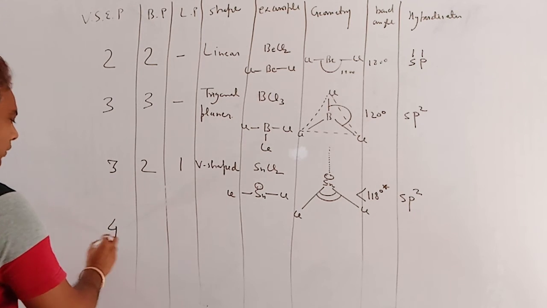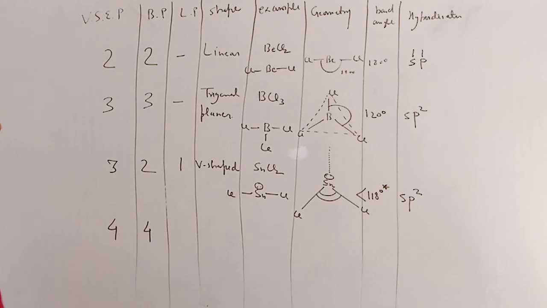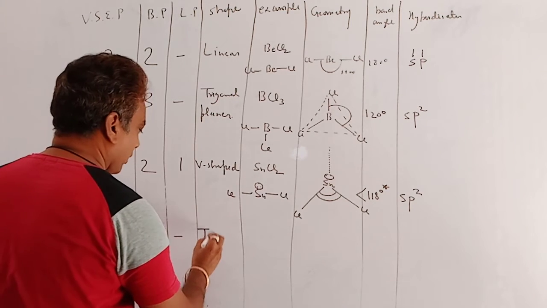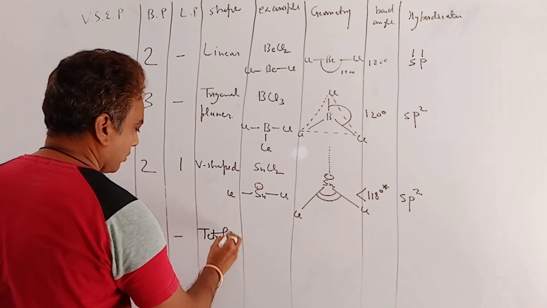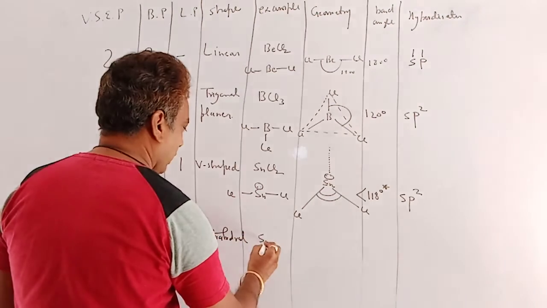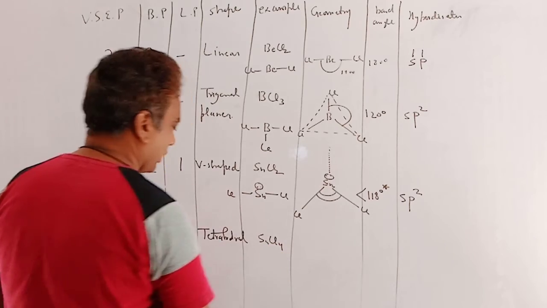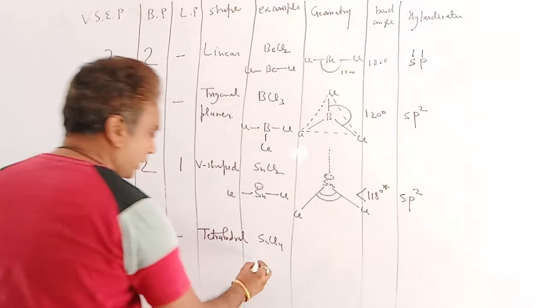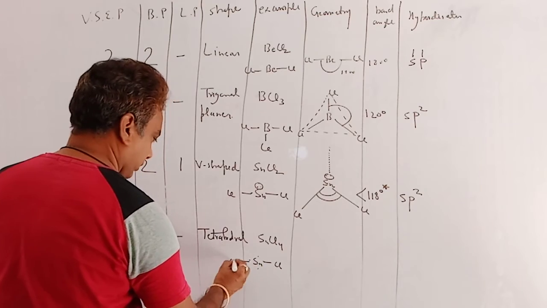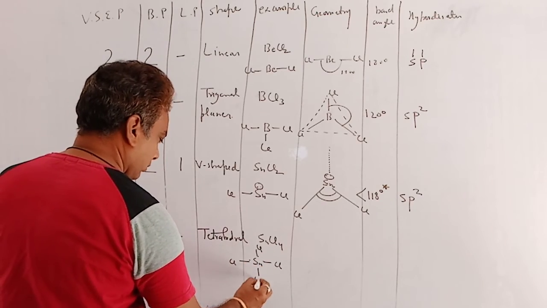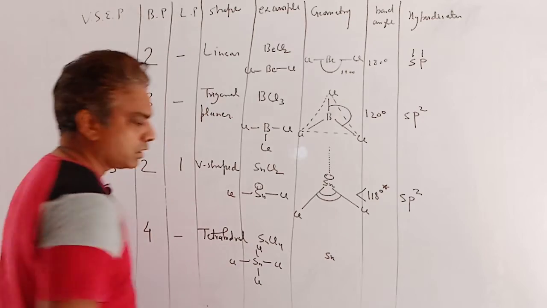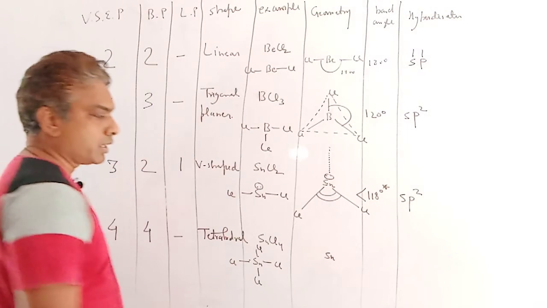Now if we have 4 VSEP, all 4 are bond pair without any lone pair. So geometry will be tetrahedral. Example like SnCl4, stannic chloride. In case of Sn, all 4 are shared with chlorine. So Sn exists at the center of the tetrahedral.